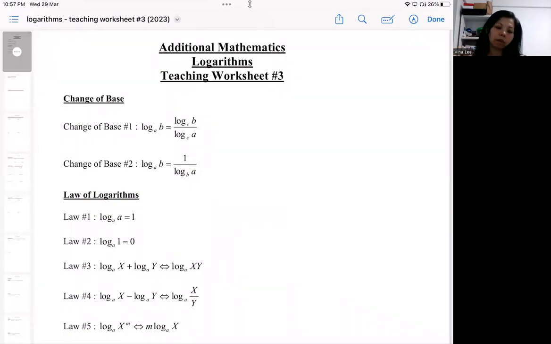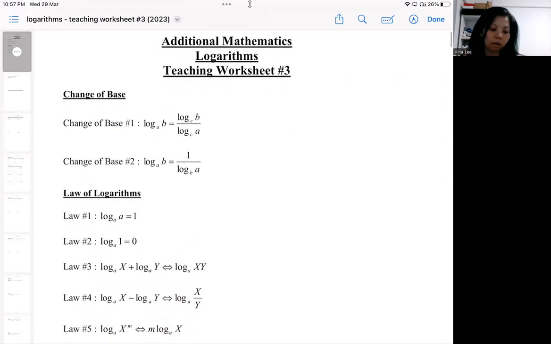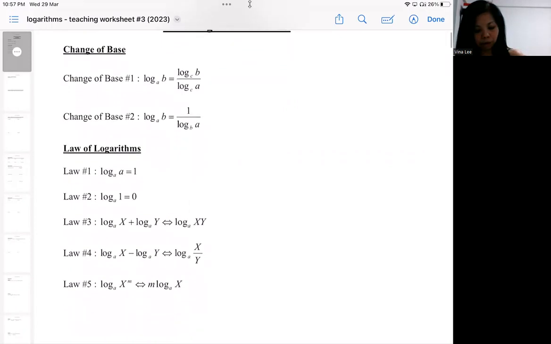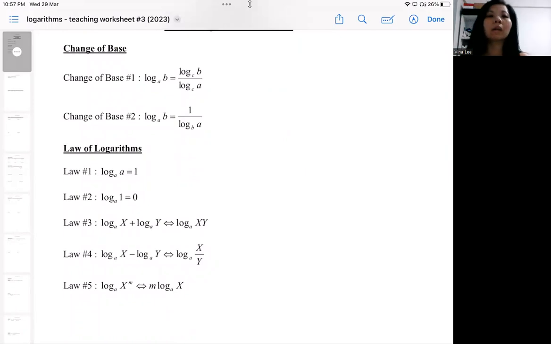Okay, in this teaching worksheet, our focus is a brand new formula called the change of base formula. After you learn this formula, whatever you learned in the previous two teaching worksheets will be piled on. The laws of logarithm and the logarithm equations that you learned previously will be added together with the change of base. Whatever strategy has been used in the second teaching worksheet will be repeated here, but now you'll be faced with different bases.